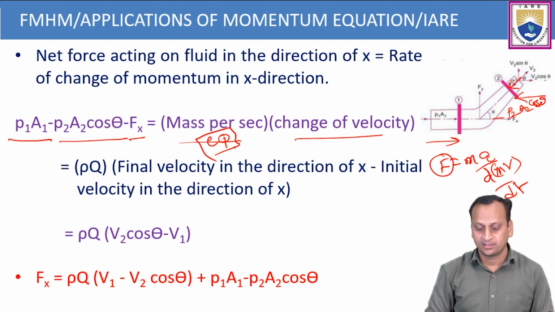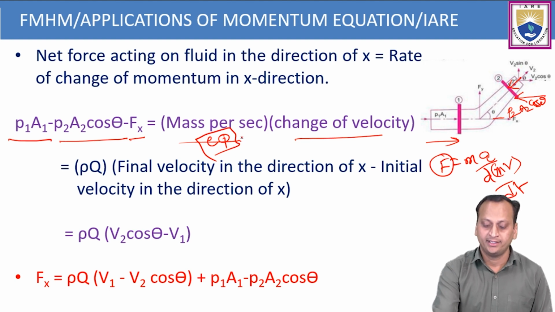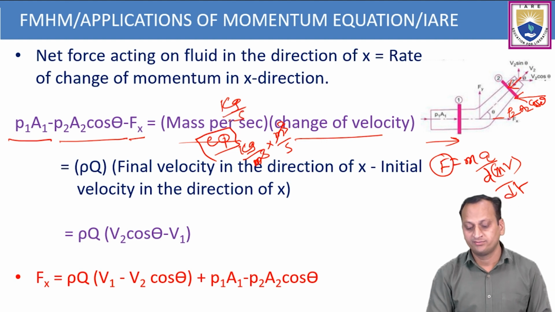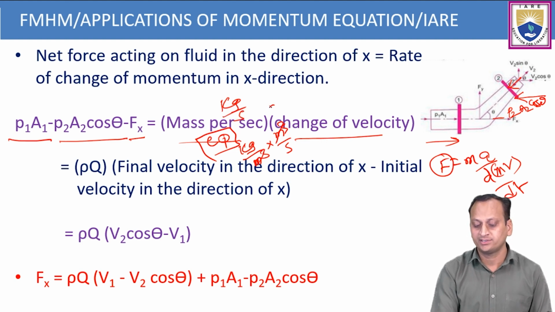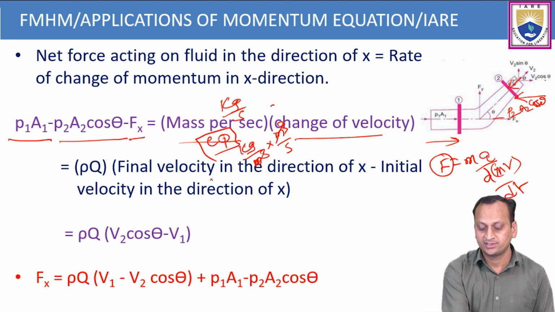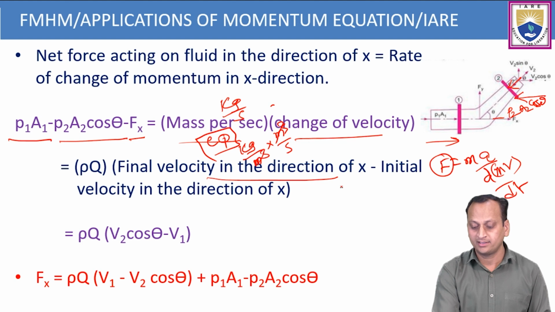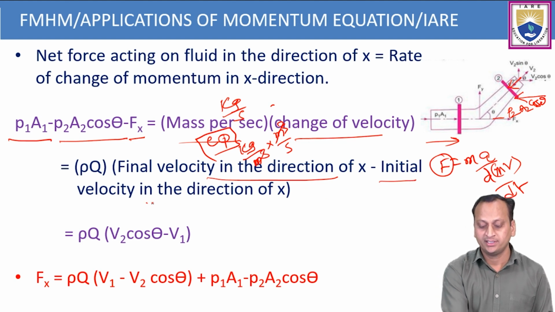Density is in kg per meter cube, the density of water, and the discharge is in meter cube per second, the rate of flow. Then you get the mass in kg per second. Then the change in velocity: the final velocity along the x direction minus the initial velocity in the same direction. So the mass per second is nothing but rho Q.